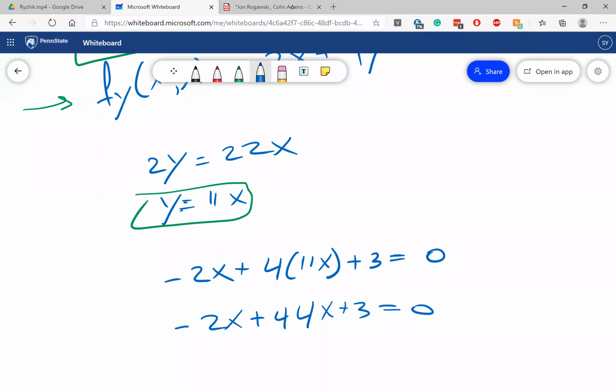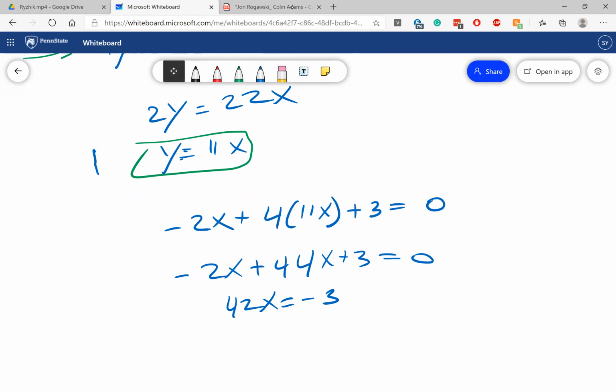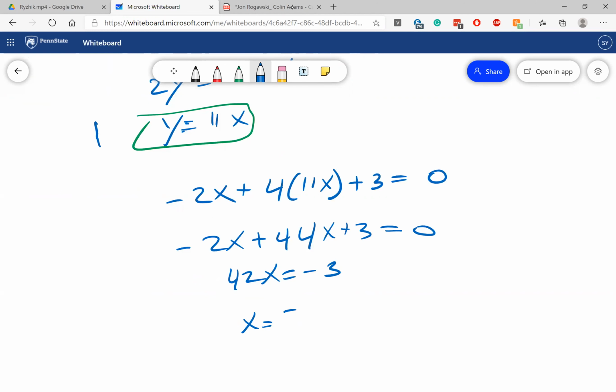Or we are going to have 42x is going to be equal to negative 3, or x is going to be equal to negative 3 over 42.